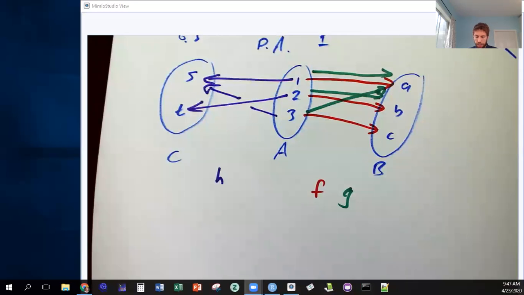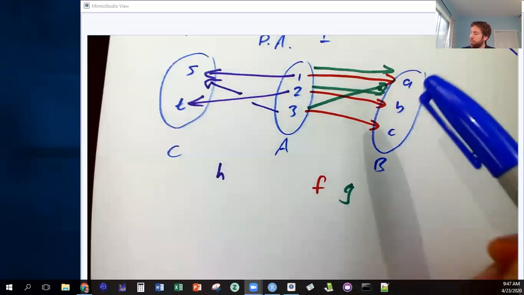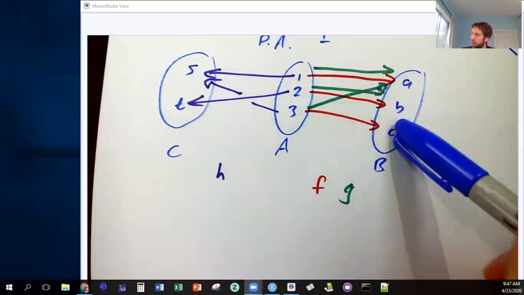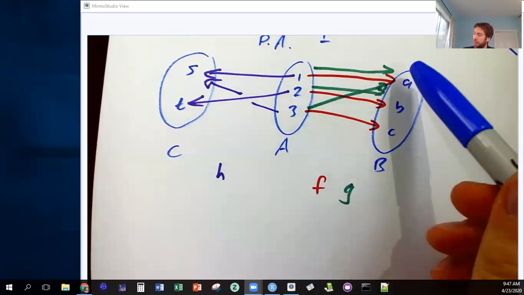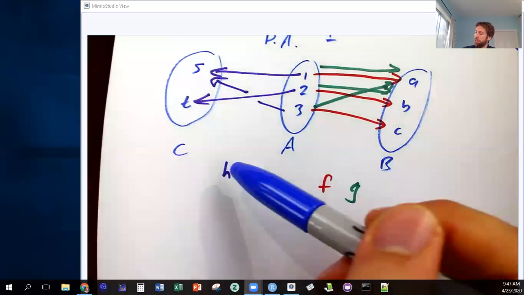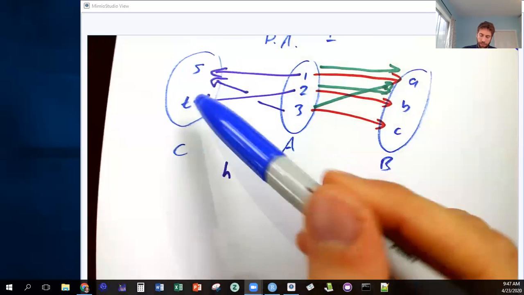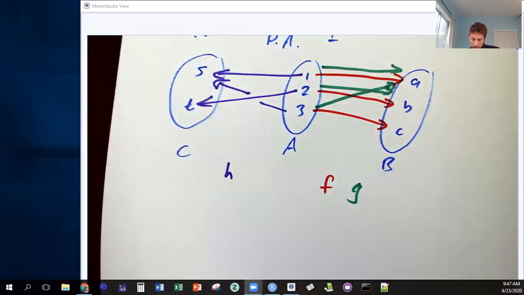So now we're asked a couple questions. Determine the range of each of these functions. The range of f is the set {a, b, c}. The range of g is the set {a, b}. The range of h is the set {s, t}.